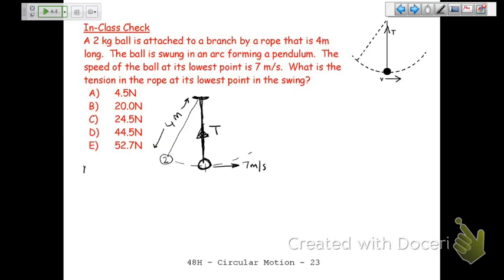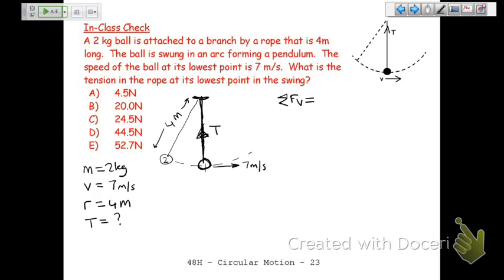So I know that my mass is equal to 2 kilograms. And I know my V is equal to 7 meters per second. And I know my R is equal to 4 meters. And T is what I want to find. I know it's circular motion. I know it's non-uniform circular motion. But what I know is that I'm talking about the instant when I'm vertical. So I say, well, the sum of the forces vertical equal.